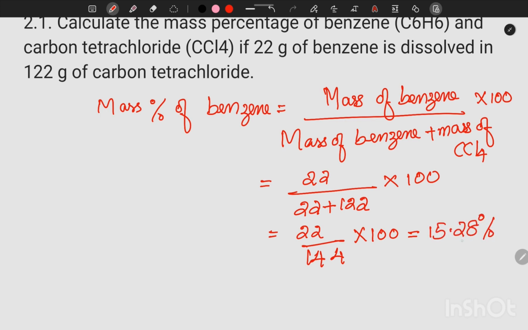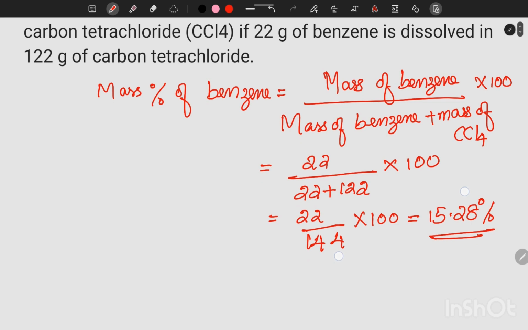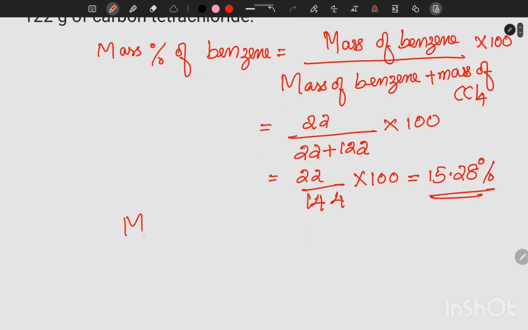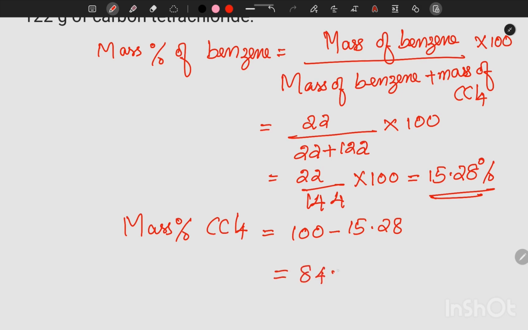15.28 percentage. Now for calculating mass percentage of carbon tetrachloride, we know percentage is expressed out of 100. So mass percentage of carbon tetrachloride means 100 minus 15.28 percentage, that is equal to 84.72 percentage.